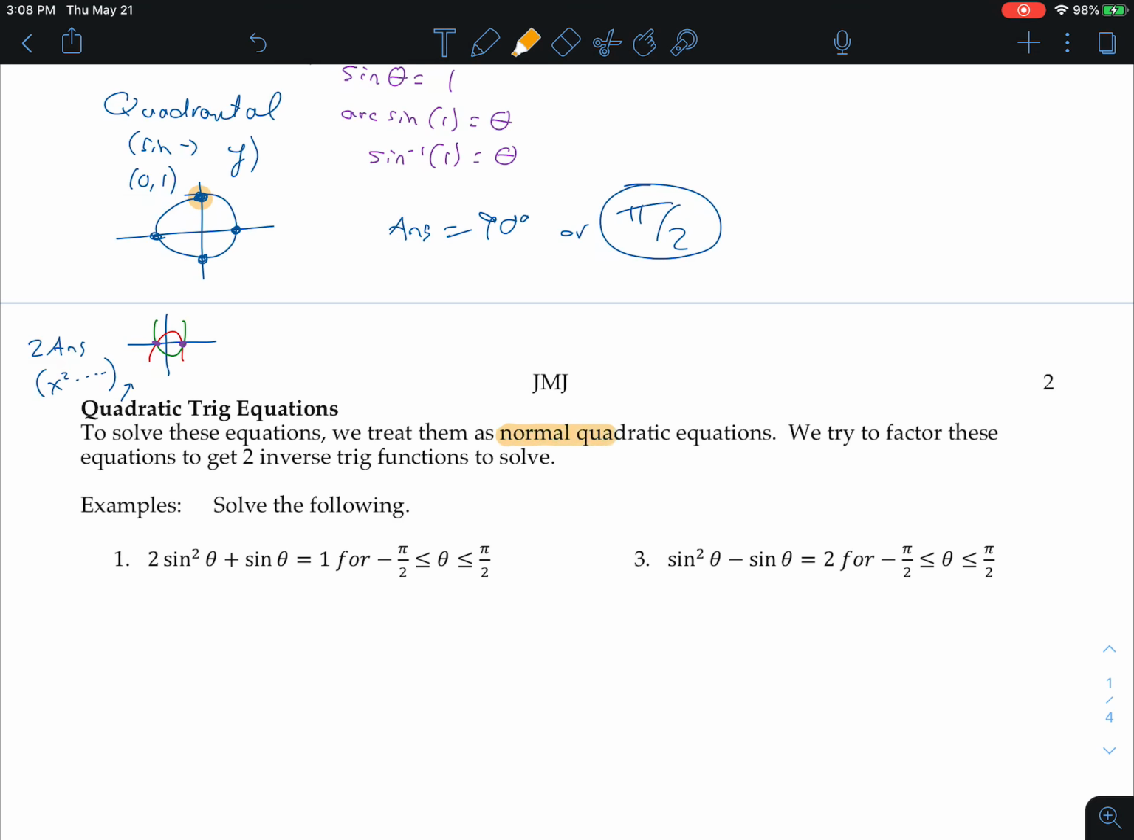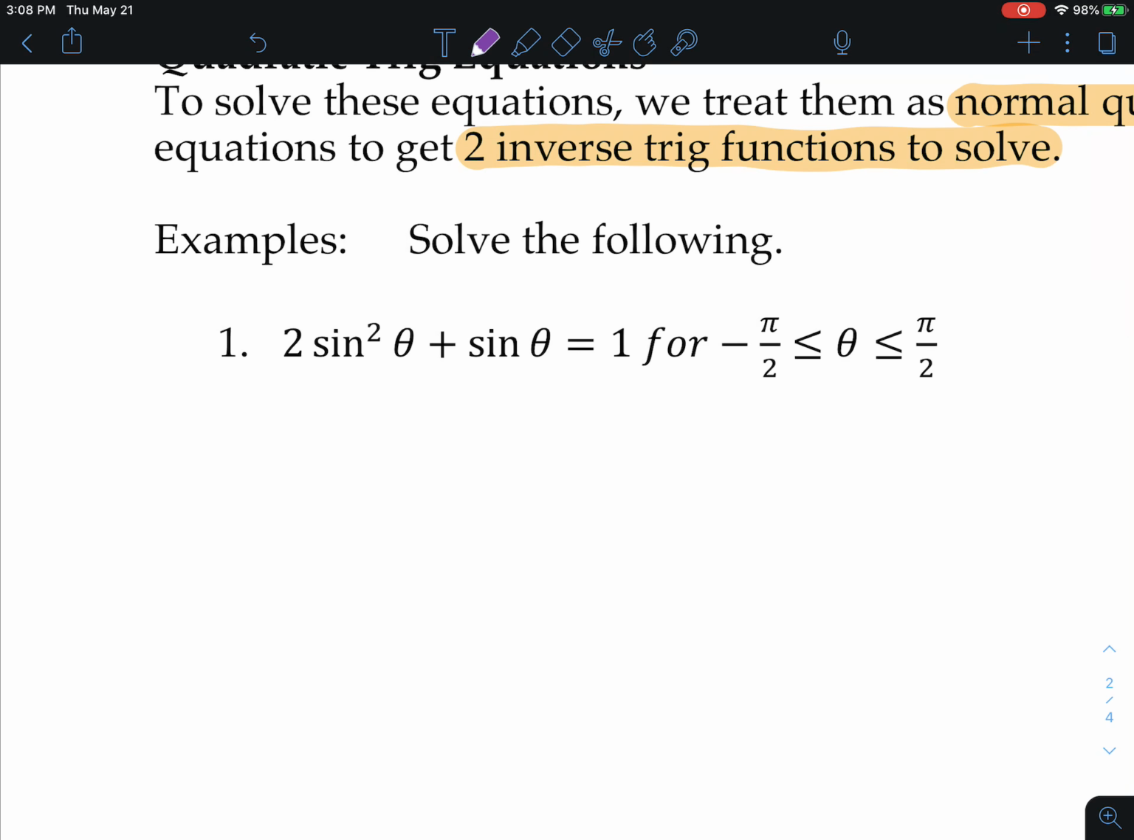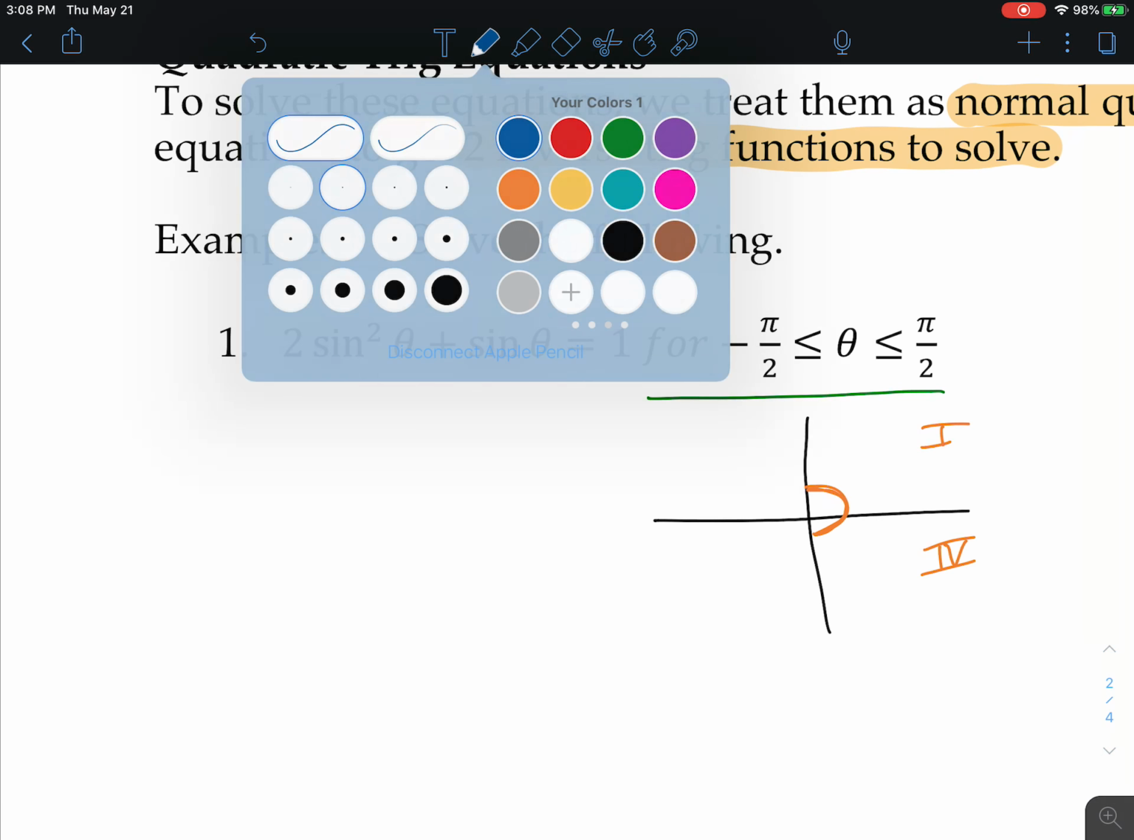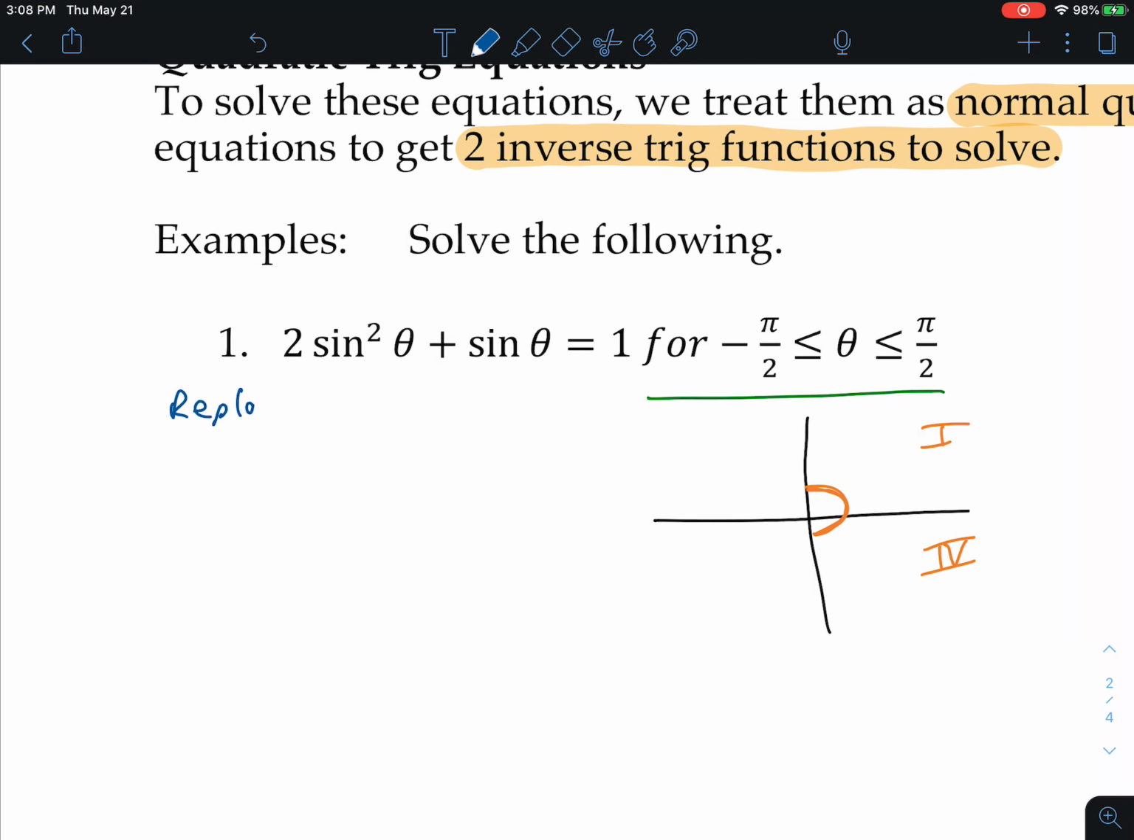We're going to take these nice and slow, but basically we treat them just as we always did with quadratic equations. We want to solve them as we normally do, and we're going to get two inverse trig functions to solve. Okay, so first we'll look at this from the point of view of only -pi over 2 to pi over 2. Here's my little graph. Again, just as we saw in the ranges up above, that's in this range. -90 to +90.